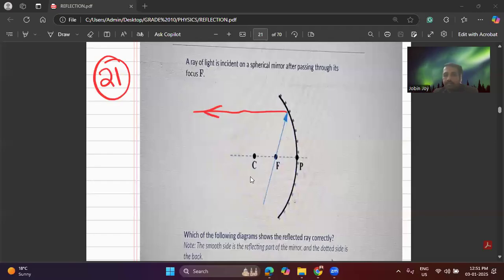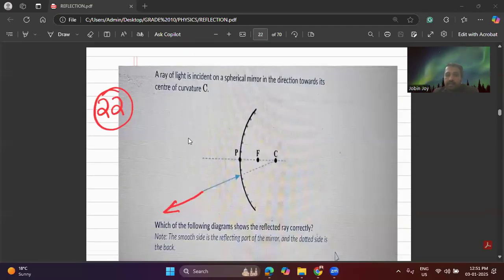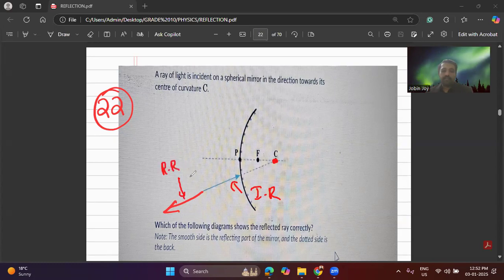Then another question. A ray of light is incident on a spherical mirror in the direction towards the center of curvature. This is the incident ray. The incident ray is passing through the center of curvature. We know that if the incident ray is passing through the center of curvature, the reflected ray will follow the same path. So the path of the reflected ray will be like this.